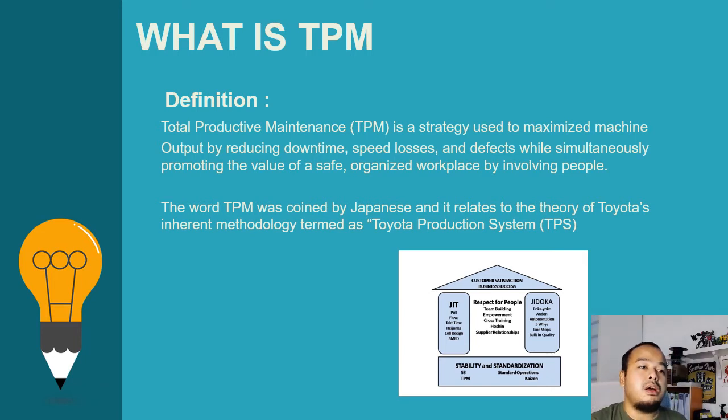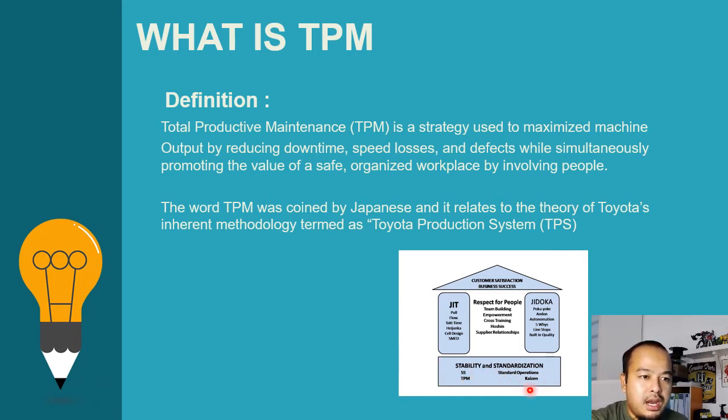Okay, that's why we can see in the table down here. Okay, it's a diagram down here. Okay, we have JIT, just in time. You already learned that in class. Okay, in the previous class, we have JIDOKA. Okay, and then we have one more column here, which is stability and standardization. We include 5S and TPM and other operation terms like standard operation and Kaizen.